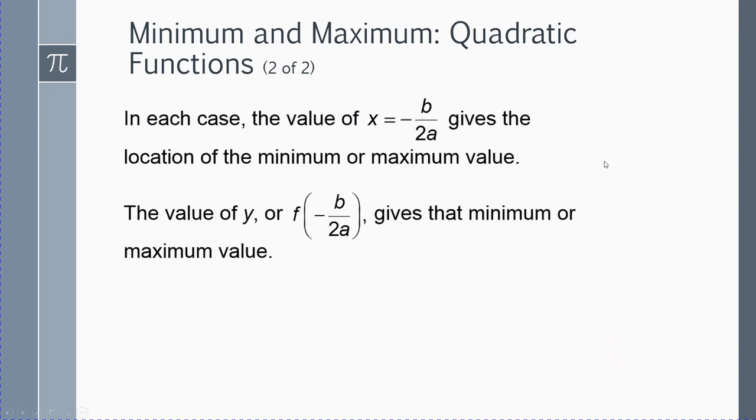All right, so in each case, the value of x is equal to negative b over 2a gives the location of the maximum or minimum value, and the value y, or f of negative b over 2a, gives the minimum or maximum value. And just right off the bat, the sign of a tells if it is a max or min value.